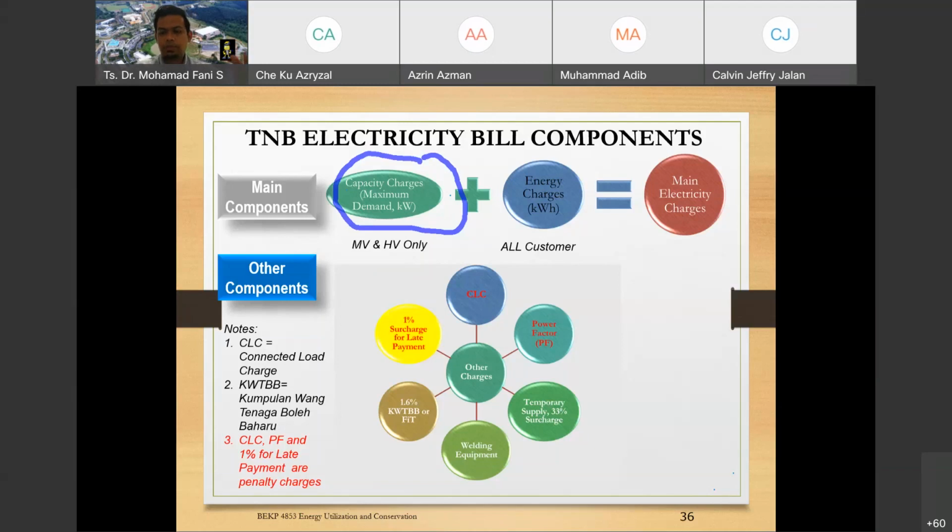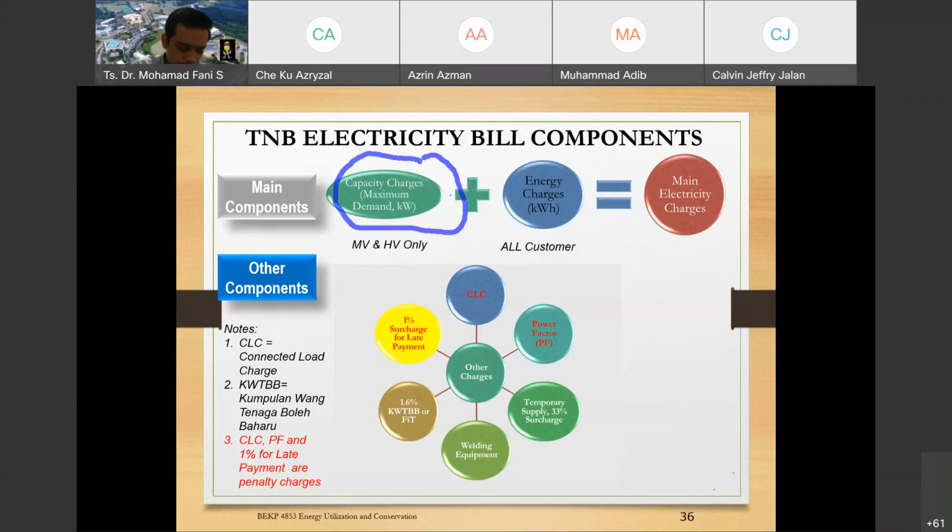So remember, please try to understand, besides kilowatt hour. For residential domestic consumers, only the energy charge applies. But for commercial and industrial consumers, there are many more components that TNB considers when charging. The main component, besides kilowatt hour, is the maximum demand charge, per kilowatt.